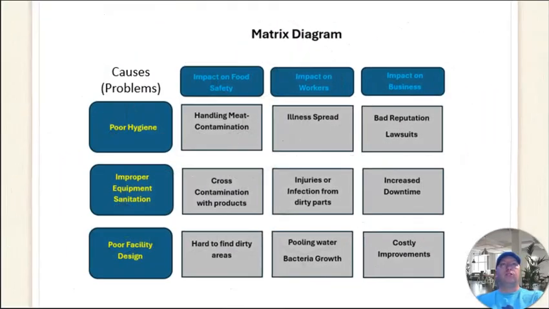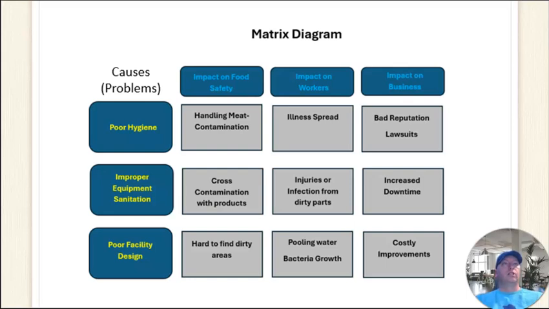And we have the matrix diagram. The matrix diagram is another quality tool that helps you analyze and pay attention to the relationship between a problem and what the impact may be. This lists out the causes or problems in the left column and the impact on safety, the workers, and the businesses on the top there. Using this will help organize data, set priorities, and guide your decisions.